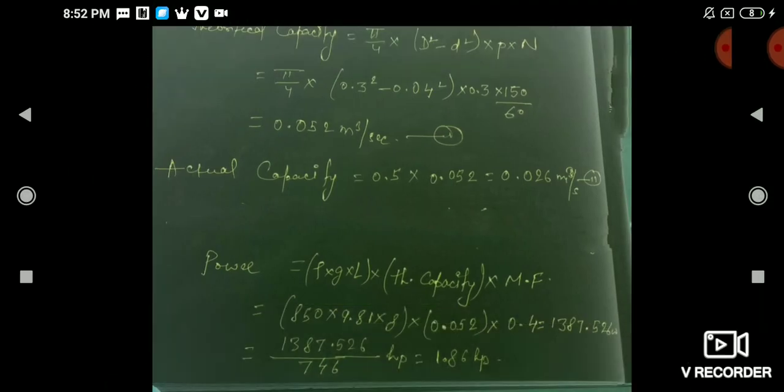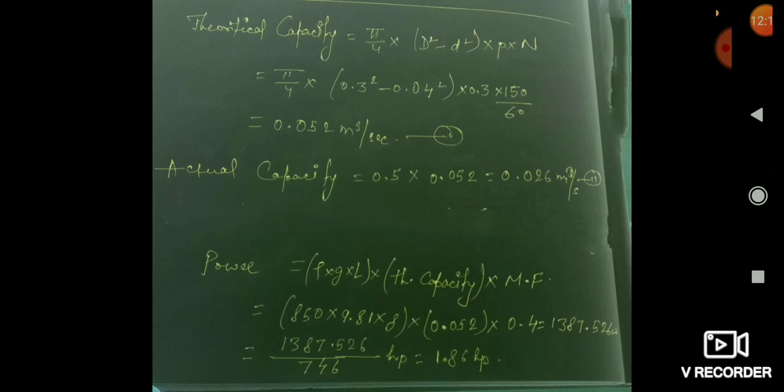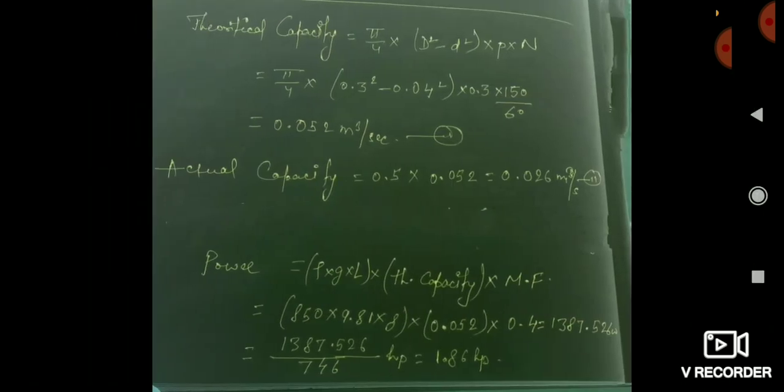So the first thing we should do, friends, is calculate the theoretical capacity, that is pi by 4 into capital D square minus small d square into pitch into RPM. Friends, you should see the question. Here the material factor is given, so don't be confused and don't multiply the material factor in case of theoretical capacity.